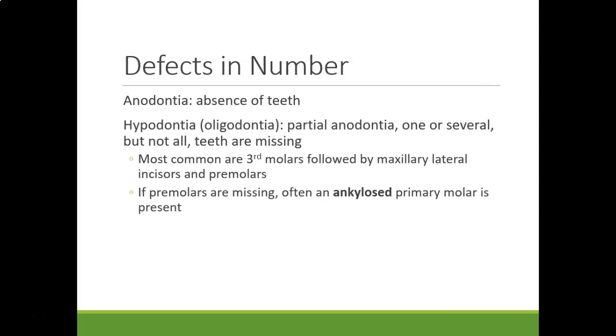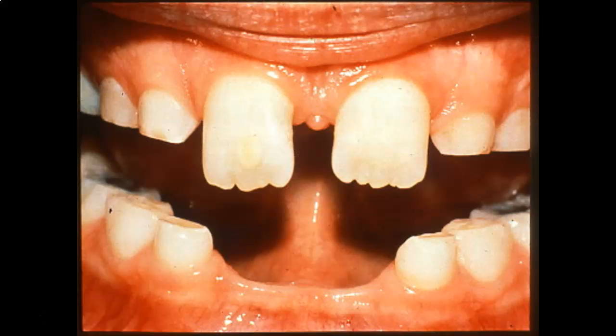Followed by maxillary lateral incisors and then premolars. So those are the most common that are going to be missing. If premolars are missing, very oftentimes you will see a retained primary molar, or we'll call it an ankylosed primary molar, because oftentimes it is ankylosed into the bone. It's like fused with the bone, basically.